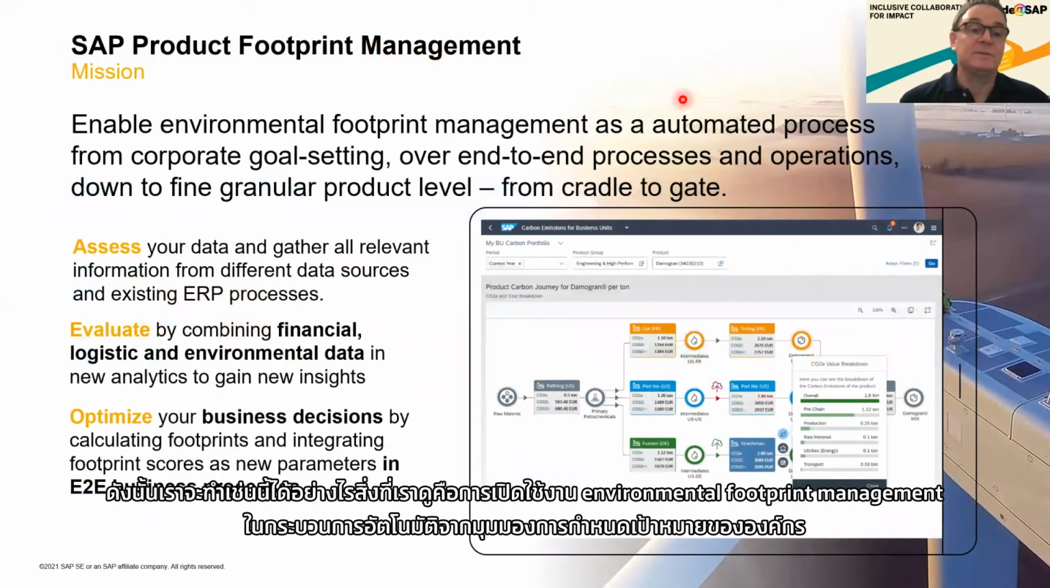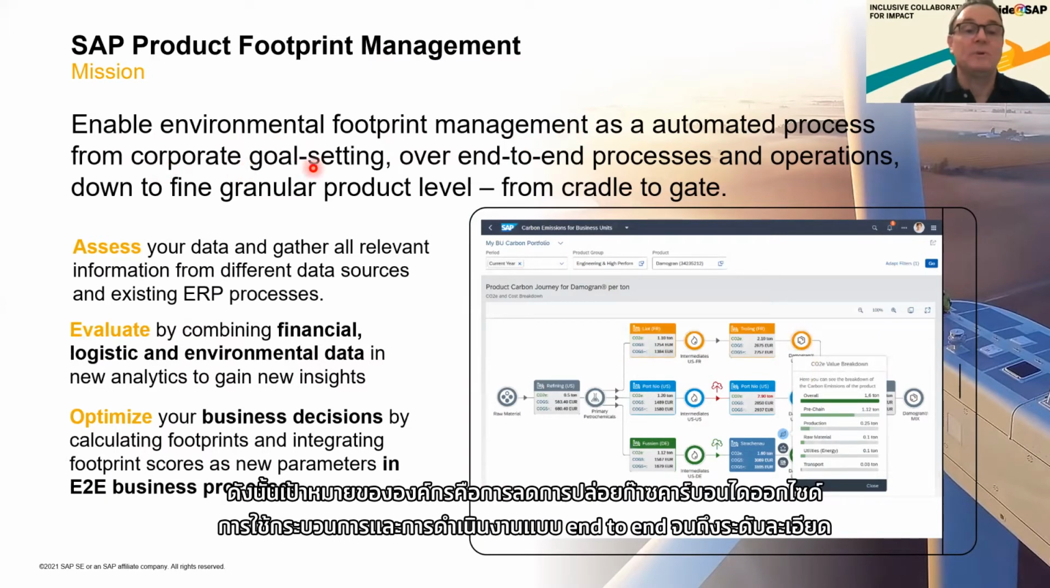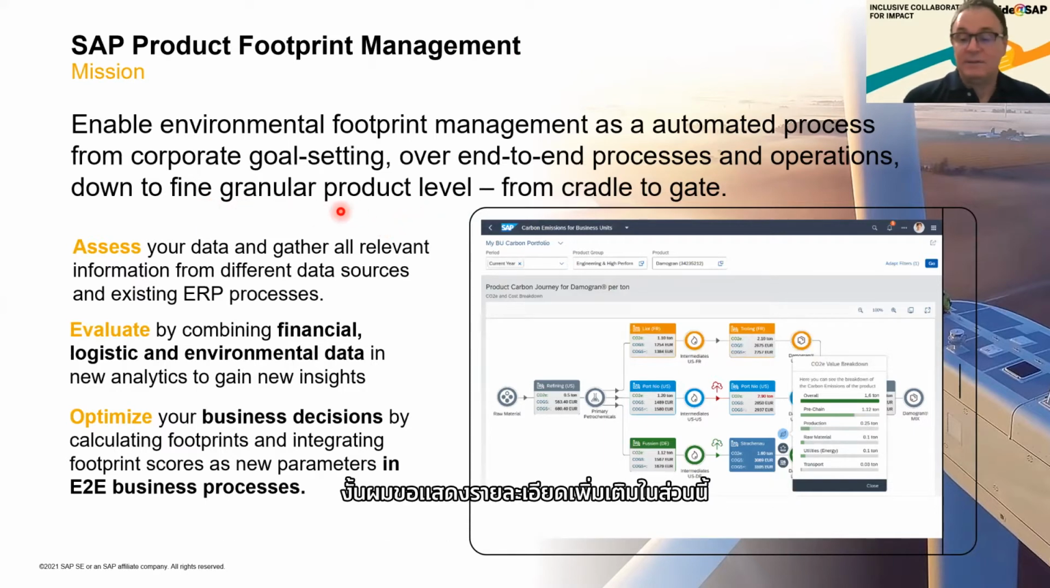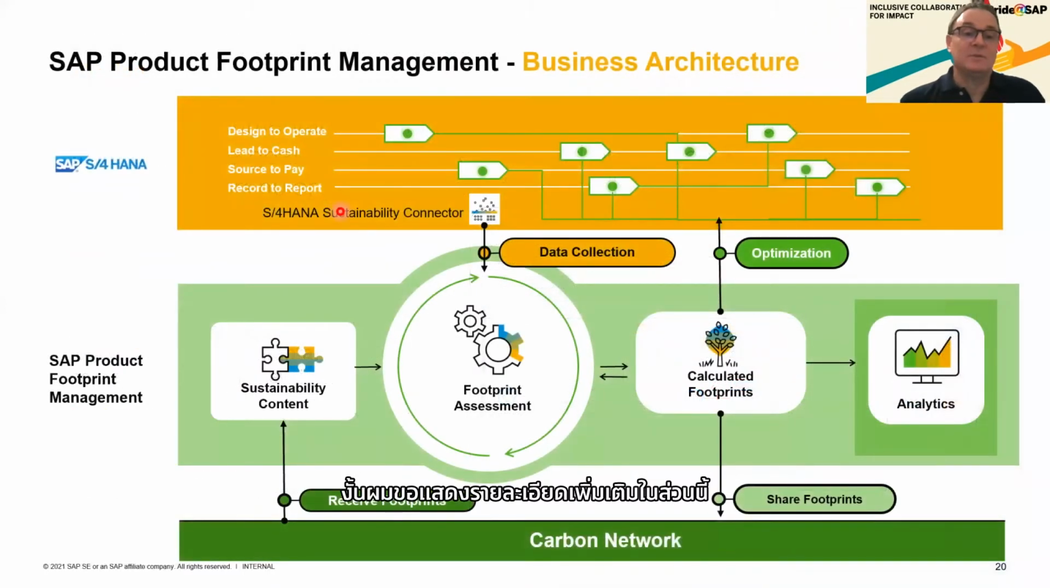So how do we do this? We're looking to enable environmental footprint management in an automated process from a corporate goal setting perspective. The organization's goal is to reduce their CO2 emissions using their end-to-end processes and operations down to a fine granular level. So let me show you in detail what we're doing here.